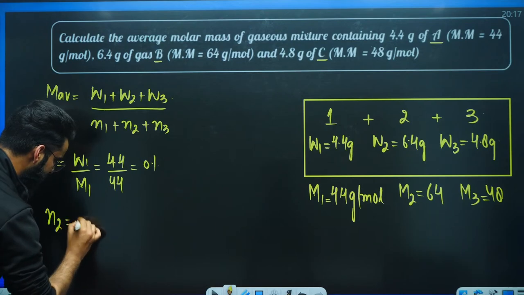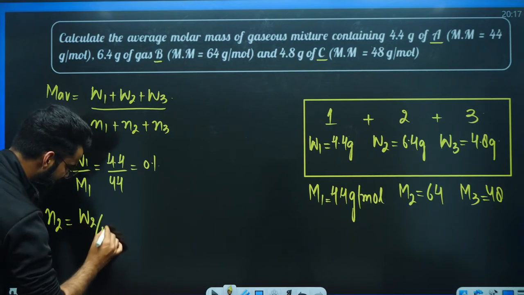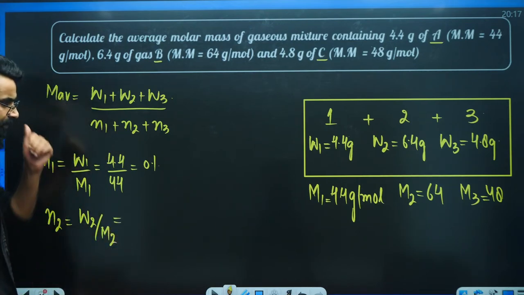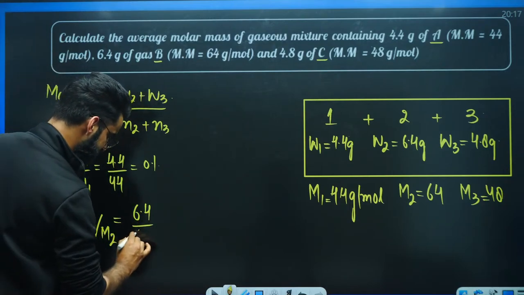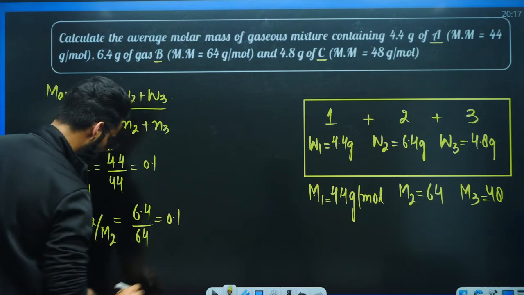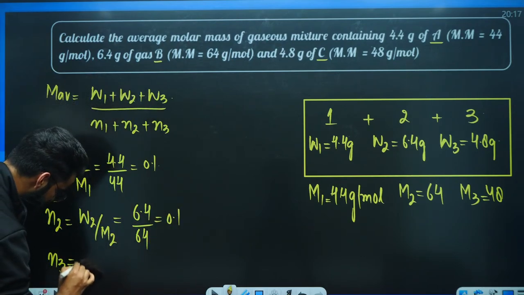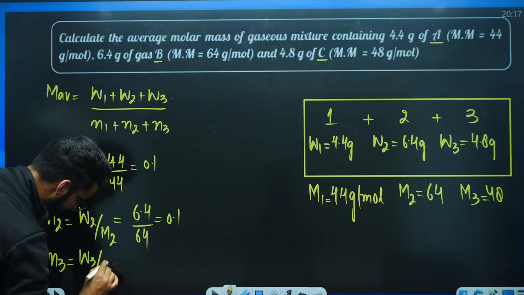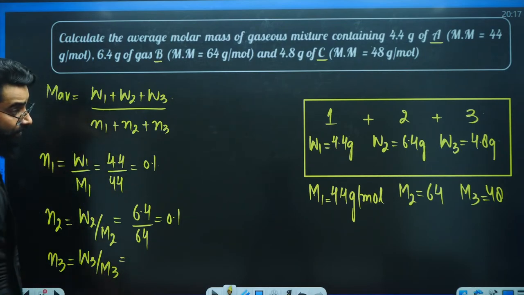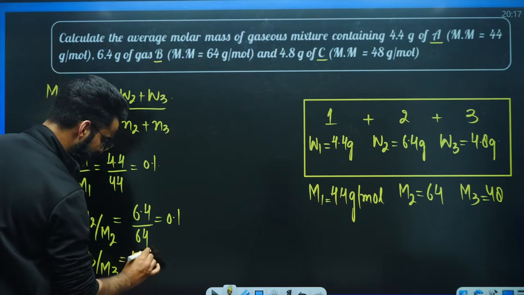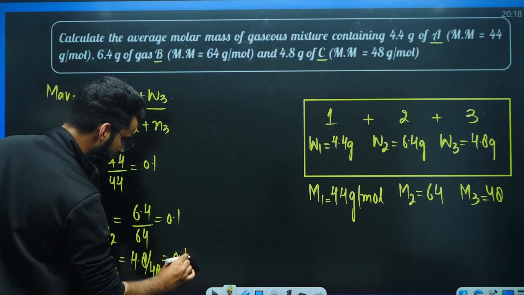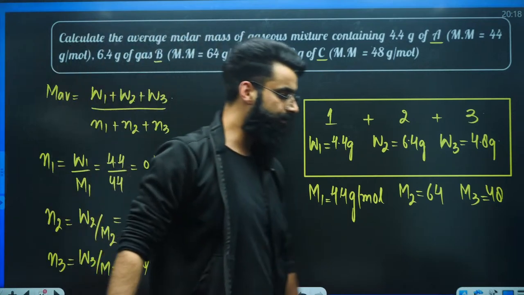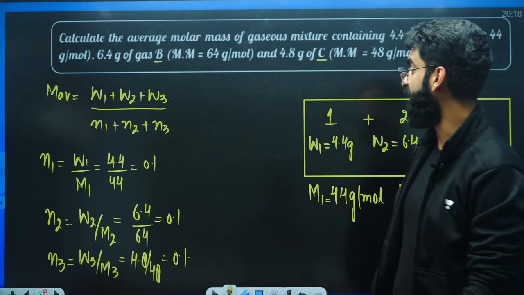Similarly, N2 value. Given mass of gas 2 divided by molar mass of gas 2. What is W2? 6.4 grams. What is M2? 64 grams per mole. 0.1. Number of moles of gas 3. W3 divided by M3. What is W3? W3 is 4.8 grams divided by M3 is 48. The value again is 0.1. So N1, N2, N3 we calculated.